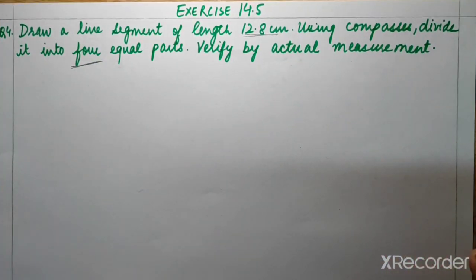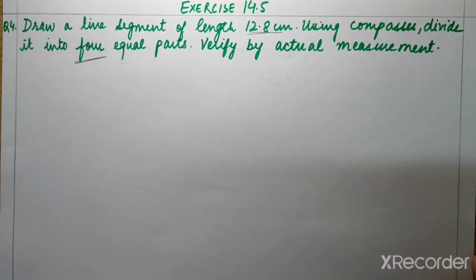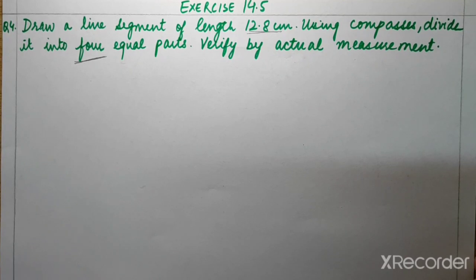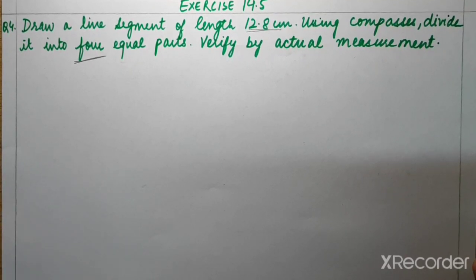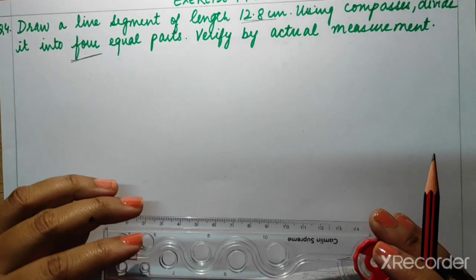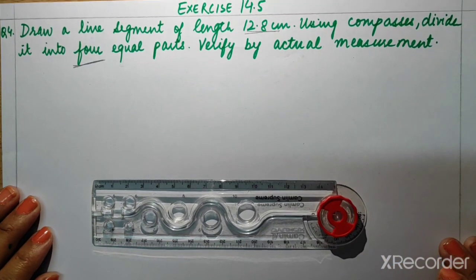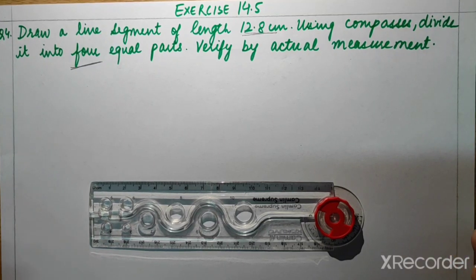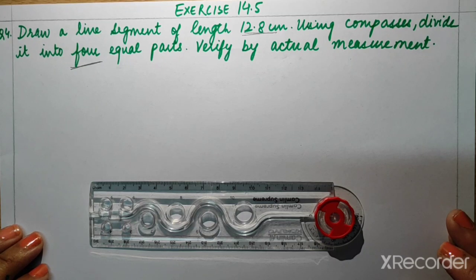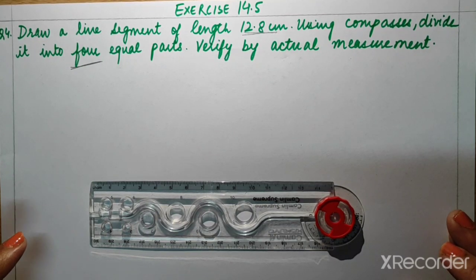Students, as you already know how to divide a line segment into 2 equal parts, that was just by drawing its perpendicular bisector. Now to divide anything into 4 equal parts, what we need to do? We can divide it into half and then you will get 2 halves, right? Then you can divide 1 half into 2 equal parts and again divide the other half into 2 equal parts, and you will get 4 equal parts, right? So similarly, this is the thing we are going to do here also.